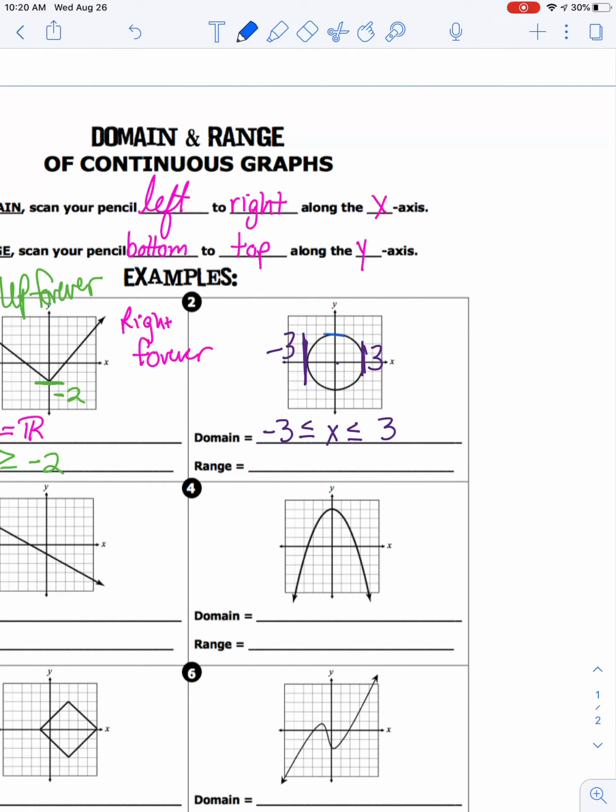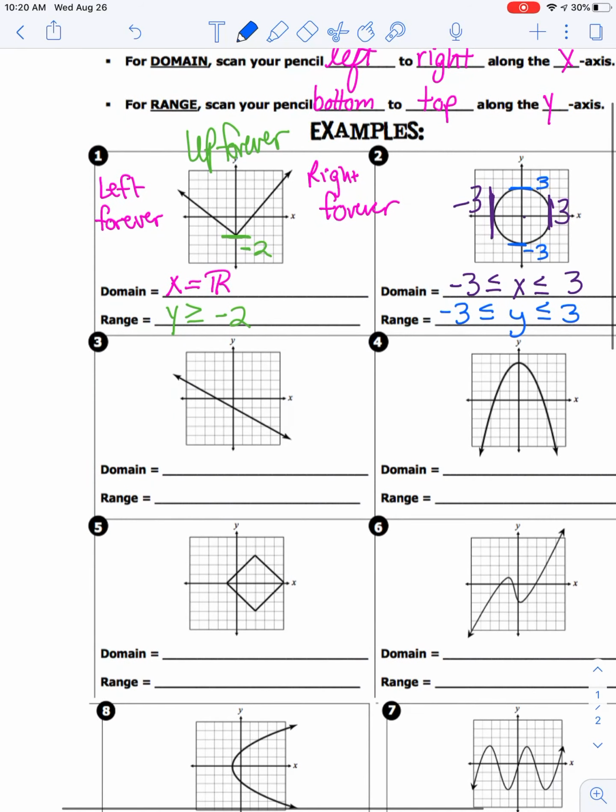Now the top of my circle is at 3, and the bottom of my circle is at -3. So my range is -3 is less than or equal to y, because ranges are always y, less than or equal to +3. All right, number 3.